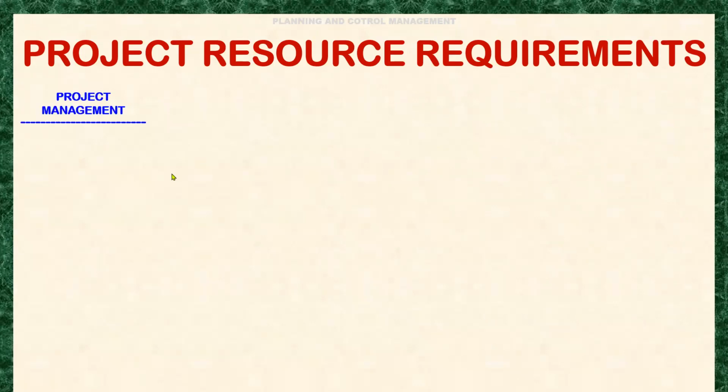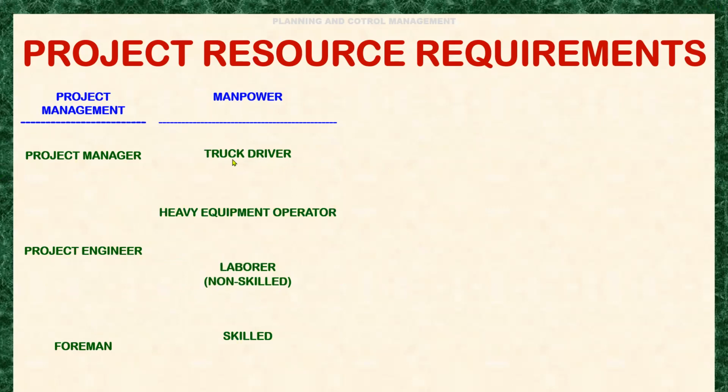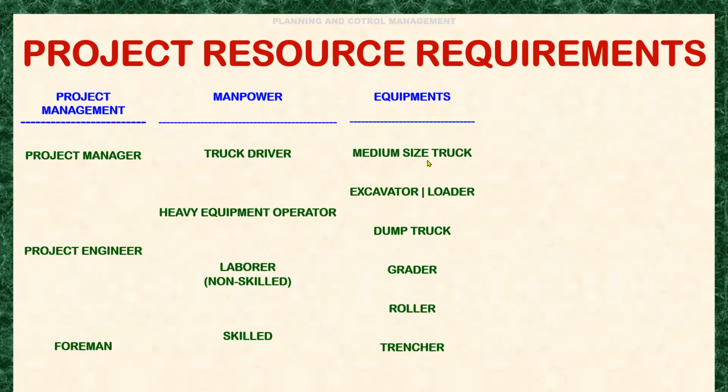Assuming under the project management, we have our resources: the project manager, project engineer, and foreman. And then the next is the manpower, which is listed as truck driver, heavy equipment operator, laborer or non-skilled, and then skilled workers. Next are the equipment that we need to be involved in this project: we have here the medium-sized truck, excavator, loader, dump truck, grader, roller, and trencher.